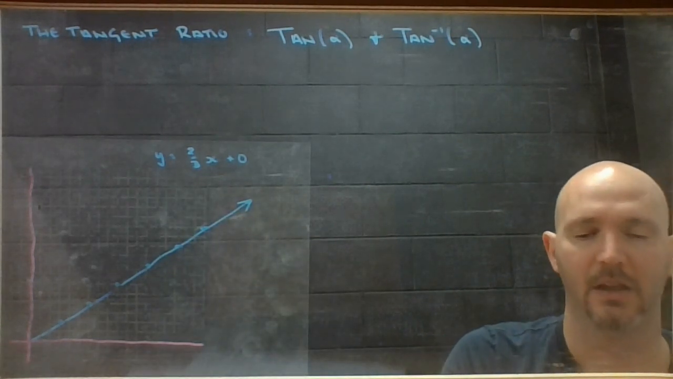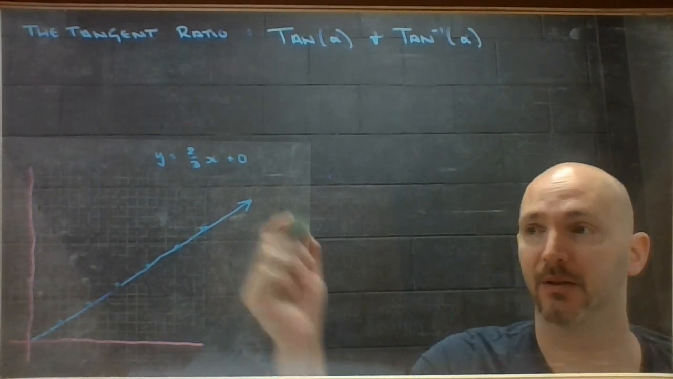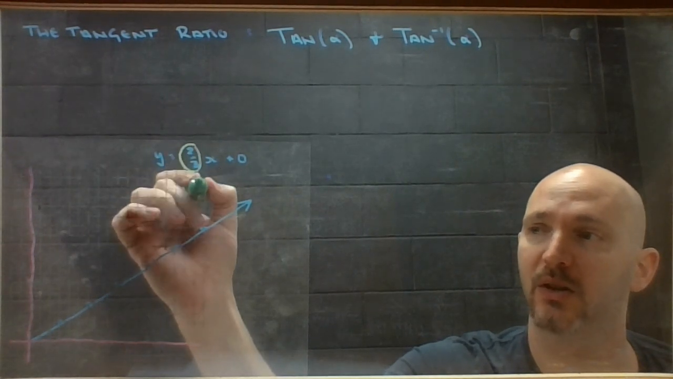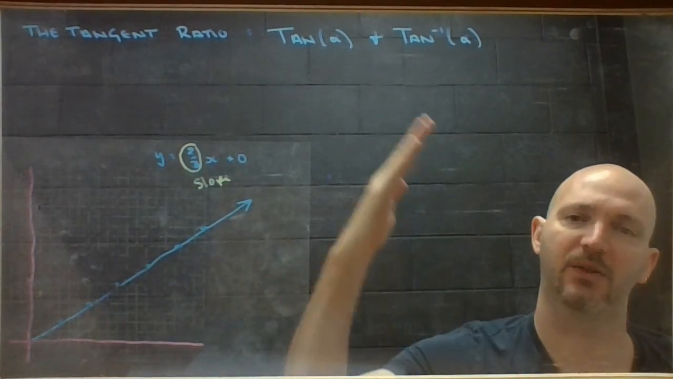So on and so forth. So that line has two features. It has a y-intercept at 0, and then it has this thing here, which we've always called slope. It measures how steep that line is.